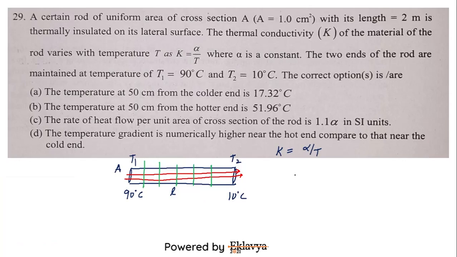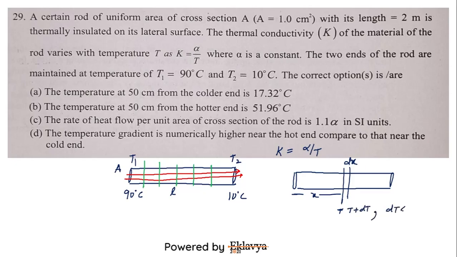So let's say that at a distance x from one end, we consider an element of length dx, and the temperature here is T, and as we move ahead it becomes T plus dT, with dT being a negative quantity, because as we are moving rightwards the temperature is decreasing. From 90 it is becoming 10, so the temperature is decreasing. Now for this element there is a constant heat current flowing through it. Let's call it I.